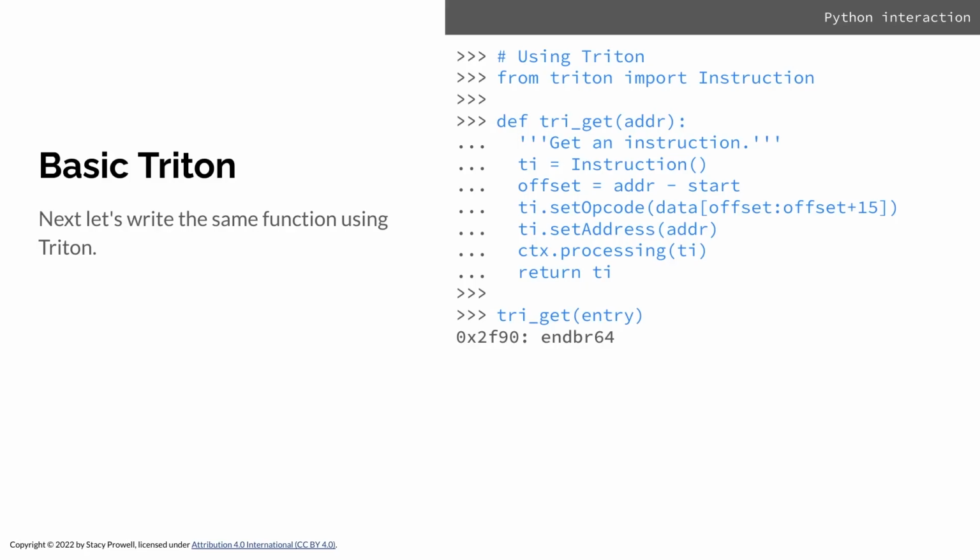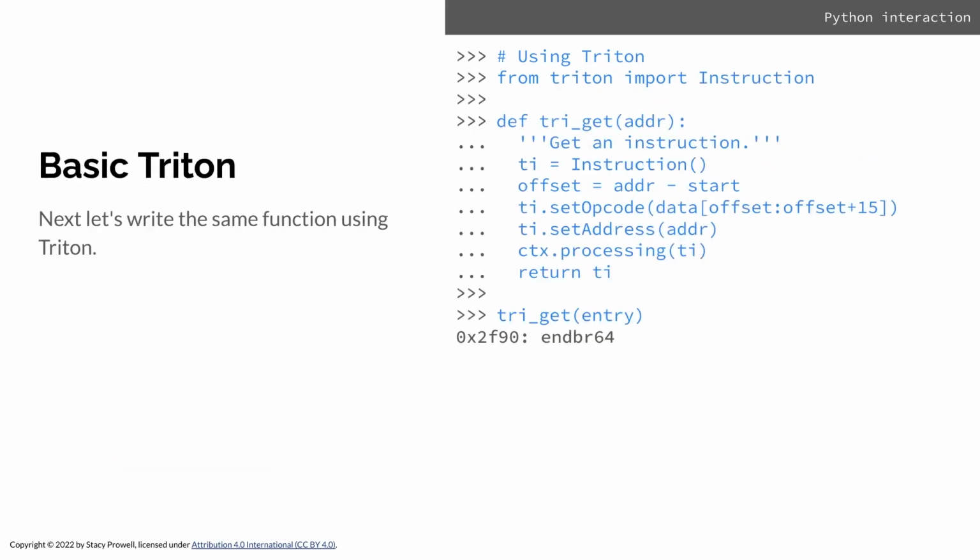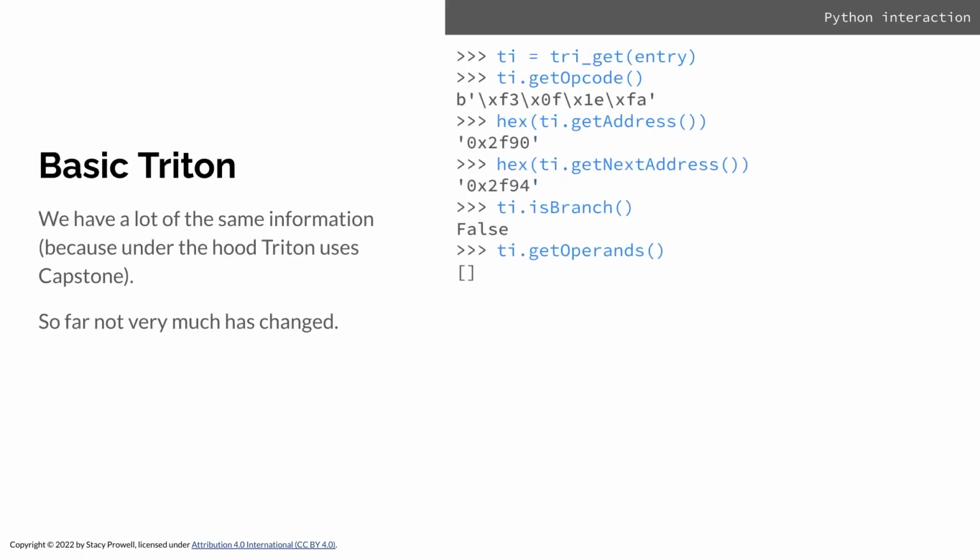So TI is a little Triton instruction, and when I call try_get and give it the entry point, I get back the same instruction, ENDBR64, that initial no-op used by the branch protection system. Great. So it seems to be doing the job. Up here I got a Capstone instruction, and it gave me some information. So far Triton seems to give me less information when I print it out. Well, that information is all available.